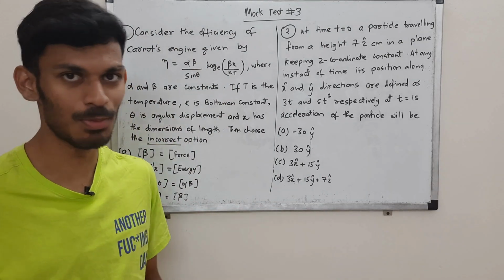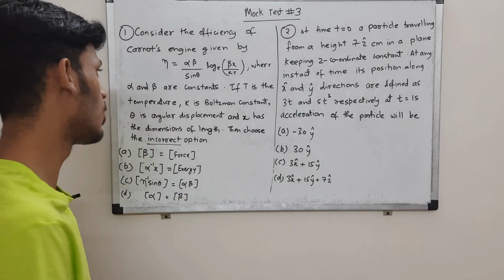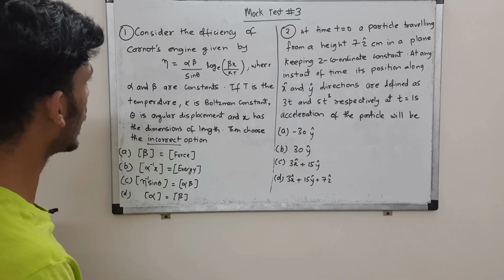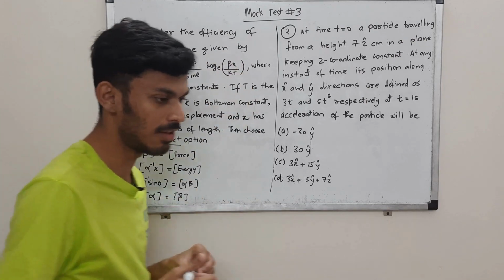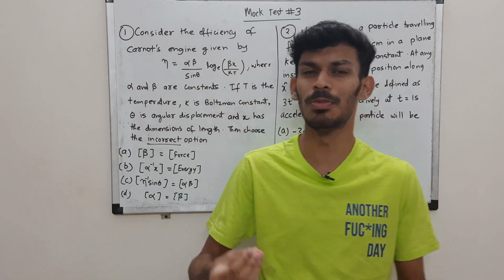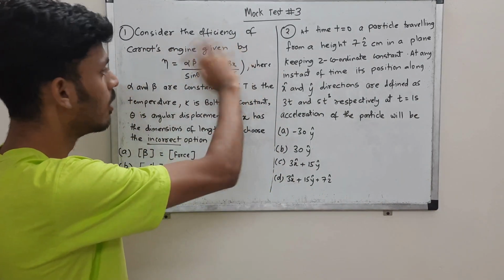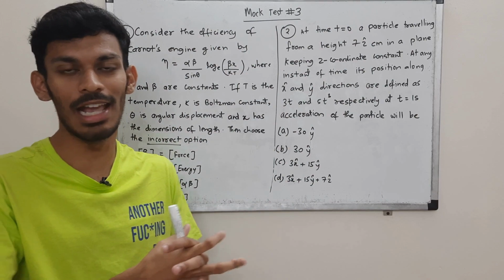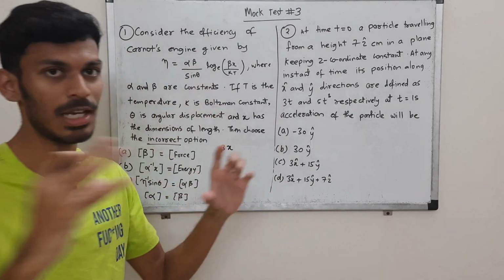So read the question properly. Here you are supposed to select the option which is incorrect, which is not correct. First of all we can notice that this is within log. Whenever you take log of something, that something should be a pure value. So this term inside log should not have any dimensions.